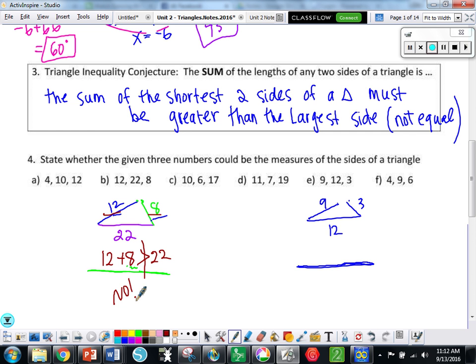Looking at part E, is 9 plus 3 greater than 12? No, right? What about part A? Which two numbers will I add together on part A? Is 4 plus 10 greater than 12? This one is a yes. So you don't have to draw the picture, but I do want to see some numbers on there to help justify your reason. Take a minute, try those last two.